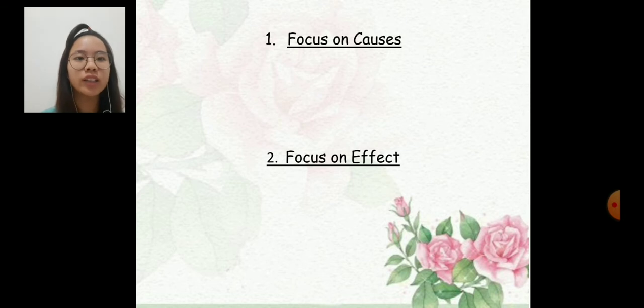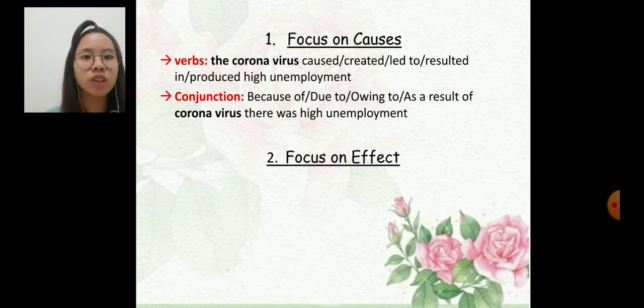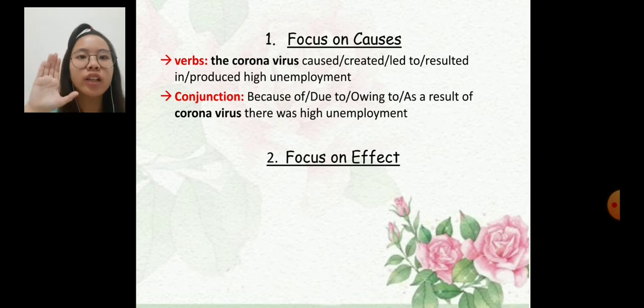And just like I said before, the method is we can focus on the cause or focus on the effect. And here's the detailed example. For the verb, we may use: the coronavirus caused high unemployment. And the conjunction is: because of coronavirus, there was high unemployment. So for the cause here, we emphasize the coronavirus.